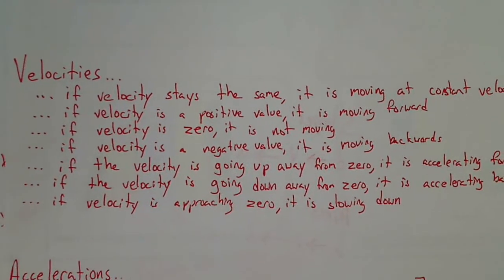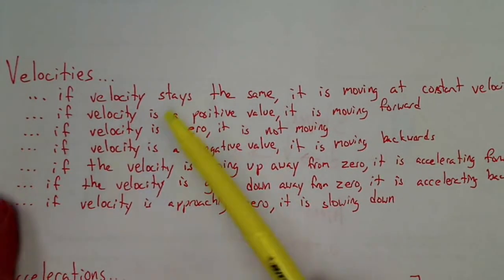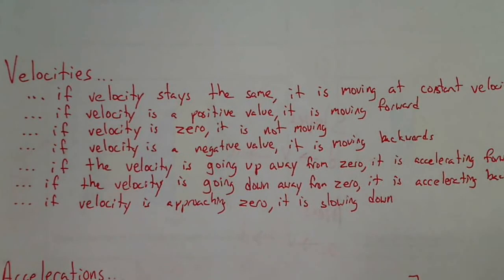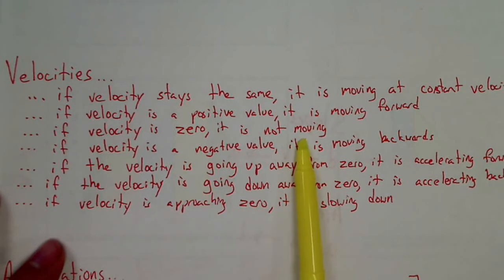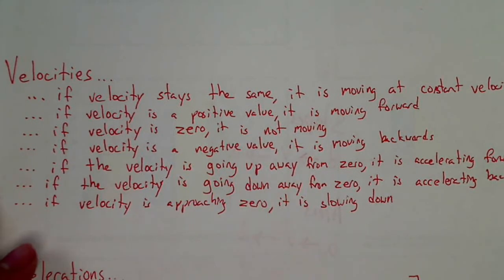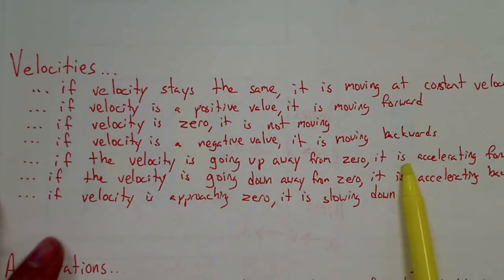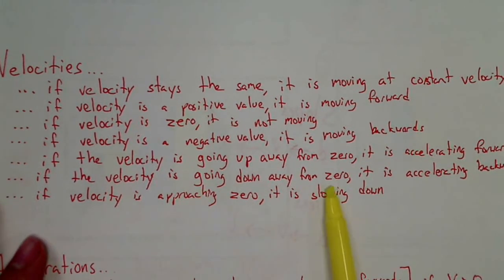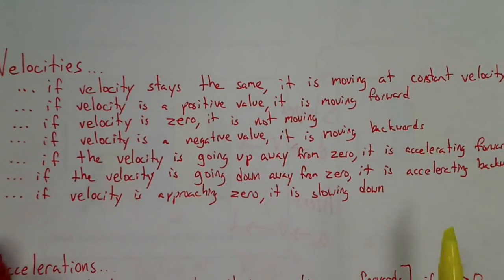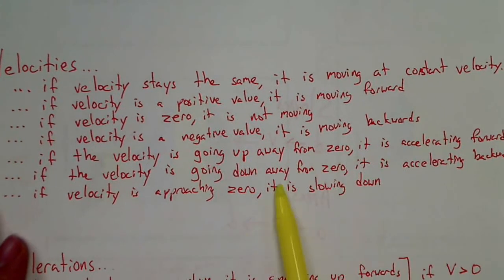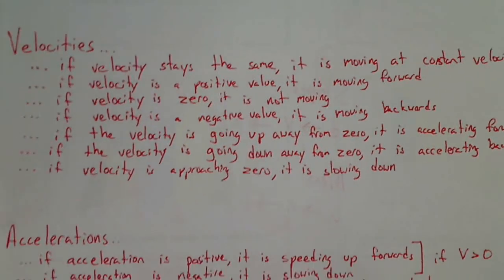Now those are very different than velocities. If velocity stays the same, I'm moving at constant velocity, but I am moving. If velocity is positive, it's forward. Velocity is 0, it's not moving. If it's negative, it's moving backwards. If the velocity is going up away from 0, we're accelerating forward. Down away from 0, accelerating backward. If velocity is approaching 0, it's slowing down. In all of these cases, if my velocity changes, that's acceleration.